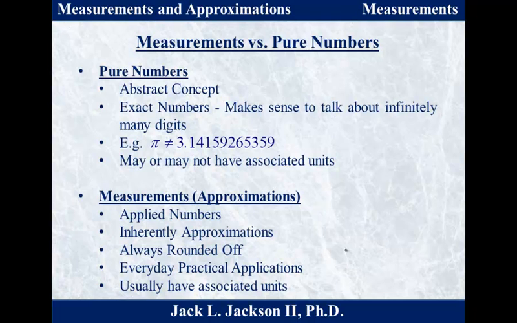So we could certainly say pi is approximately 3, or pi is approximately 3.1, or pi is approximately 3.14159265359. But all of these things are just approximations. Pi is not equal to that. Pure numbers may or may not have associated units with them.